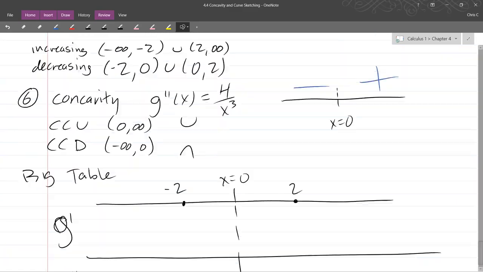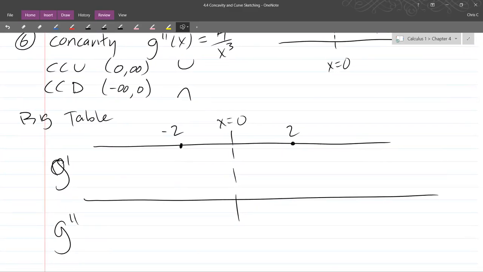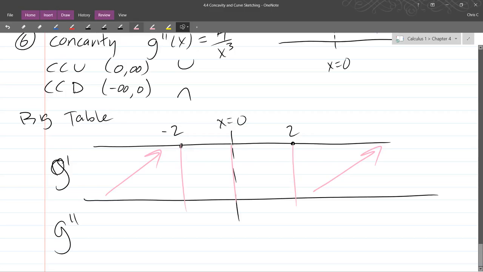So G prime told us increasing, decreasing. So G prime said increasing here and increasing here. And we're going to split it like this, decreasing, decreasing. So that's what G prime told me right there.